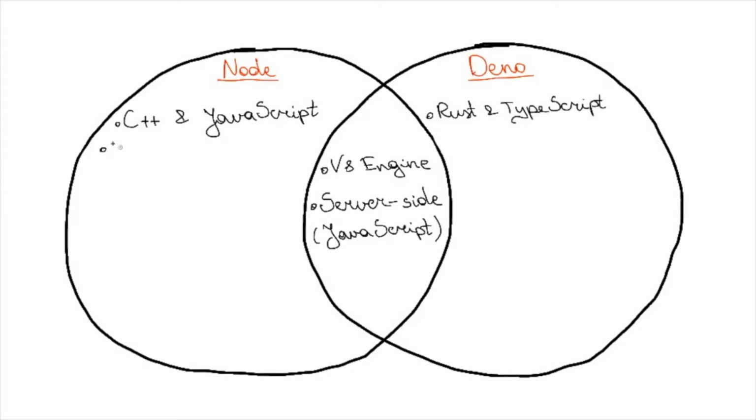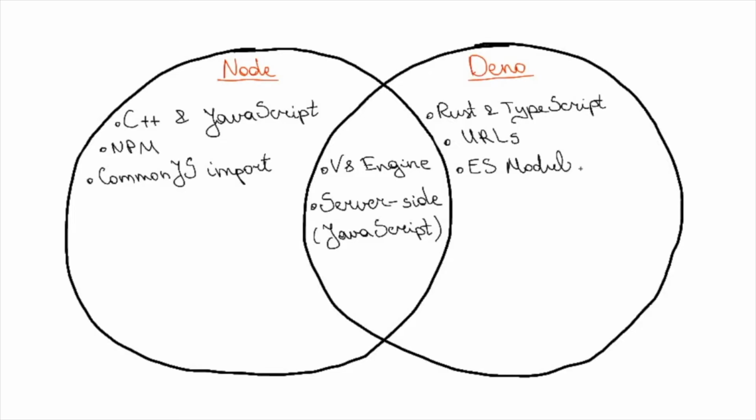Node has an official package manager called npm, but Deno does not, and instead lets you import any ES module from URLs, which in my opinion is very powerful. Node uses the CommonJS syntax for importing packages, while Deno uses ES modules, the official way.